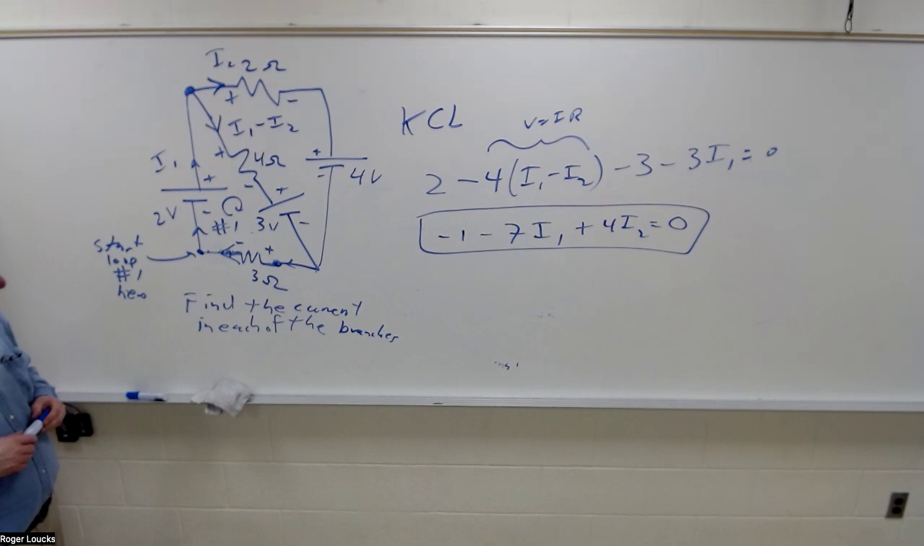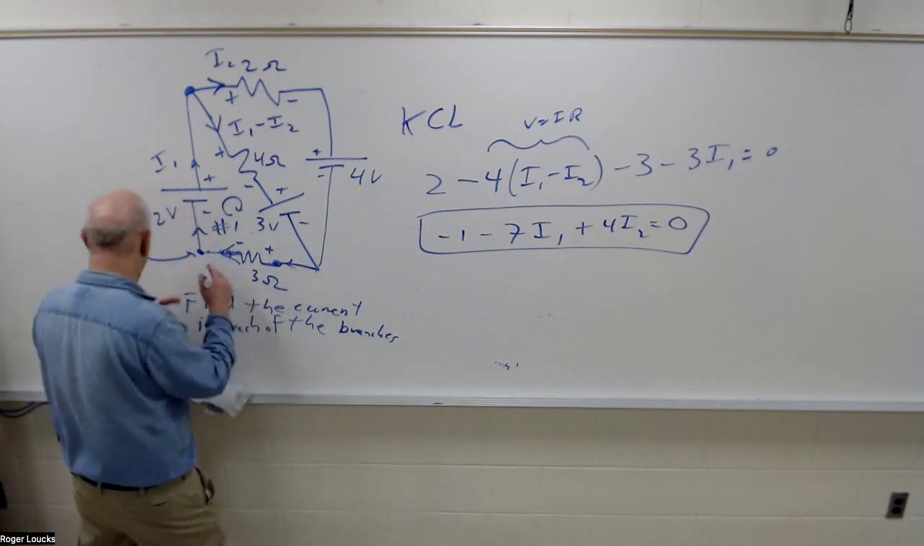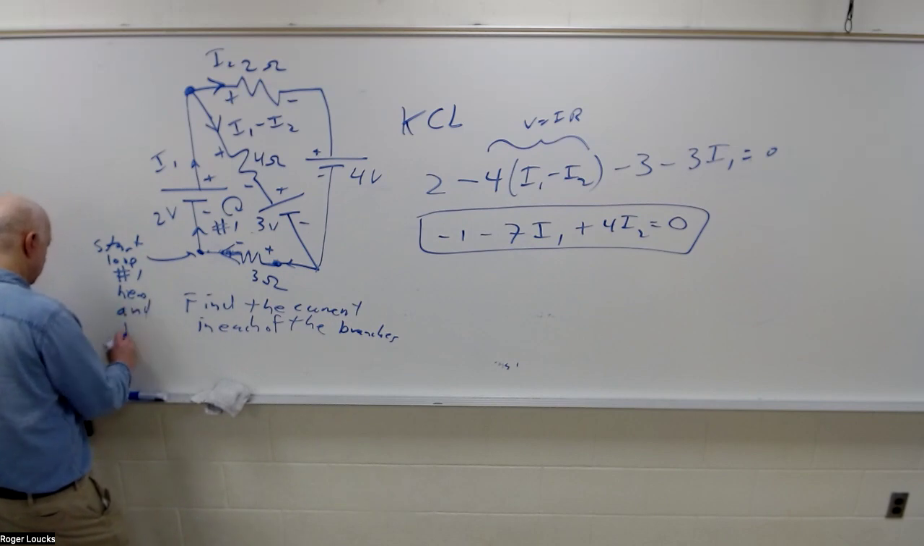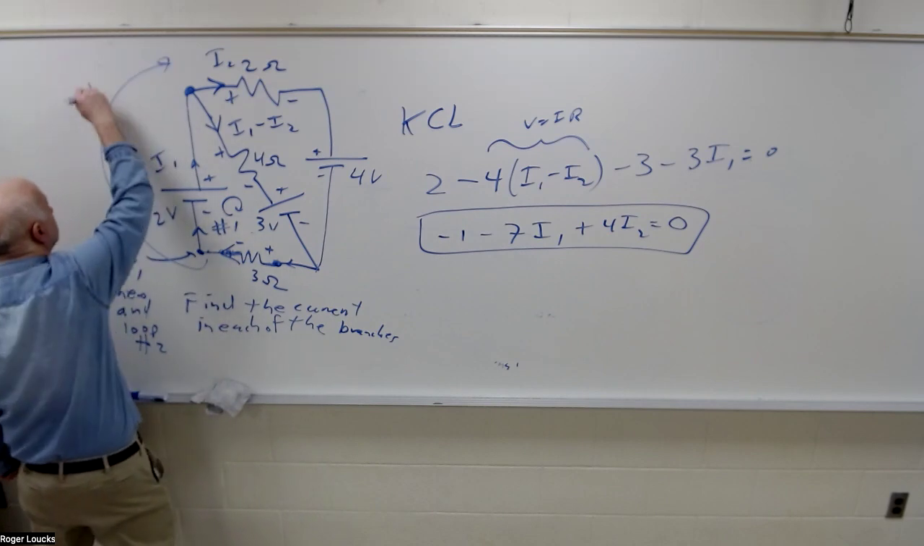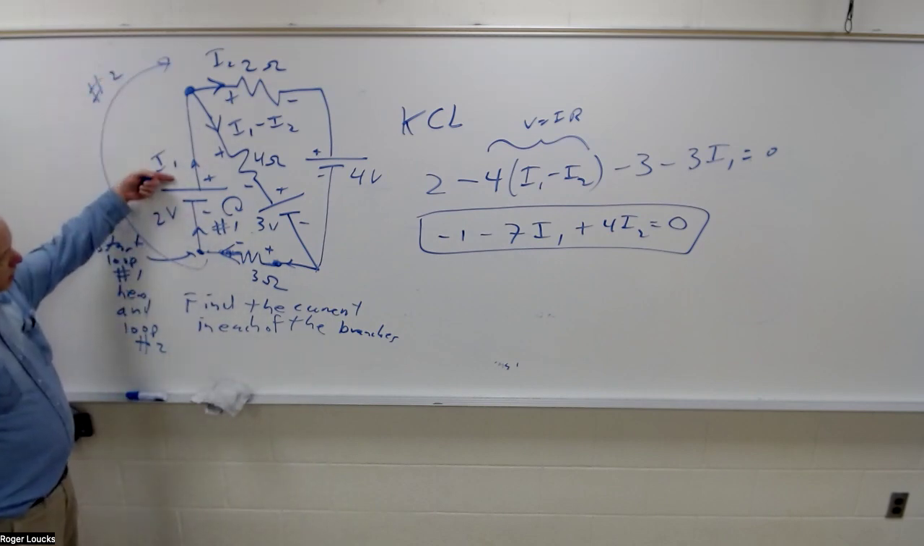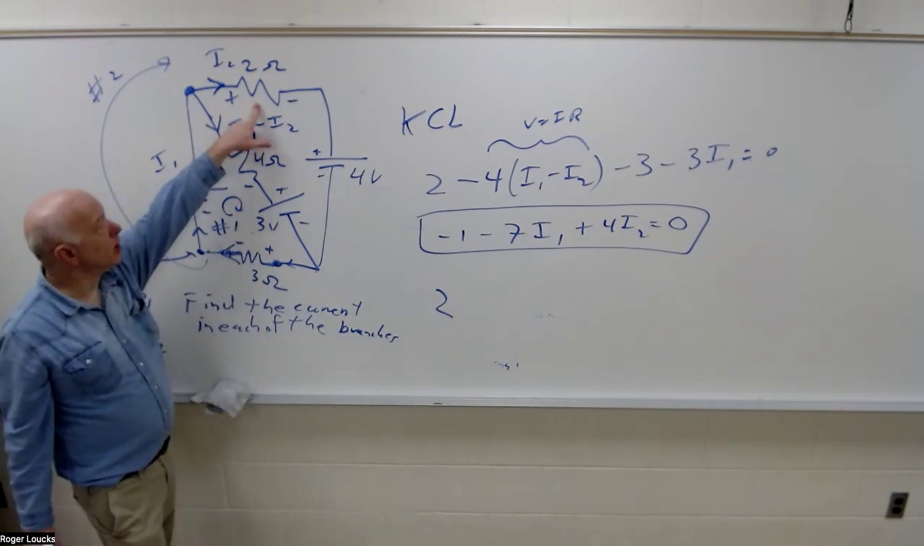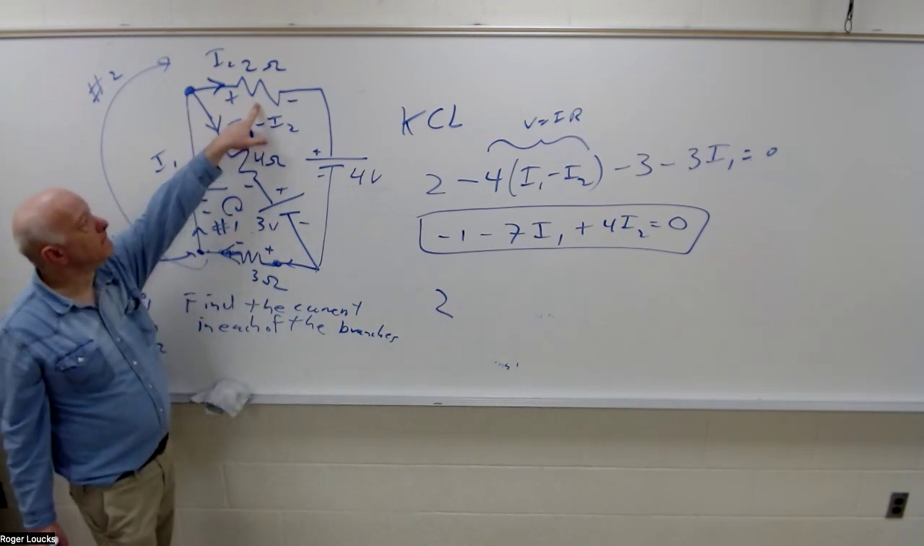The whole loop. Okay, I'll start here. This is going to be my number 2. So I hop across my battery. What do I get again? 2. Now I hop across my 2 ohm resistor. What do I get?